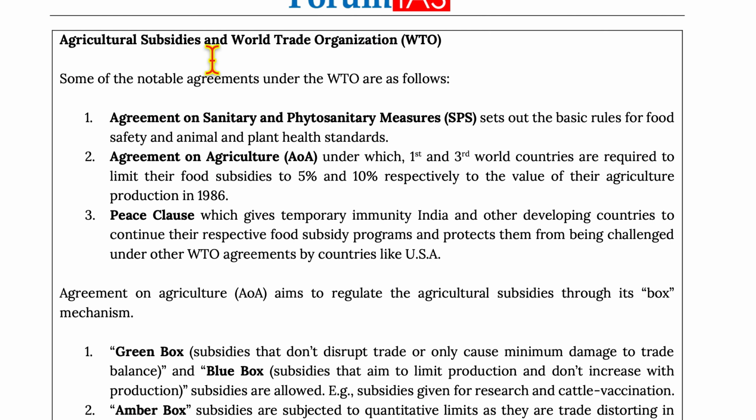Now, agricultural subsidies and the WTO. Some of the notable agreements under the WTO are as follows. Agreement on Sanitary and Phytosanitary Measures, SPS, sets out basic rules for food safety and animal and plant health standards. Agreement on Agriculture, under which first and third world countries are required to limit their food subsidies to 5% and 10% respectively to the value of their agricultural production in 1986.